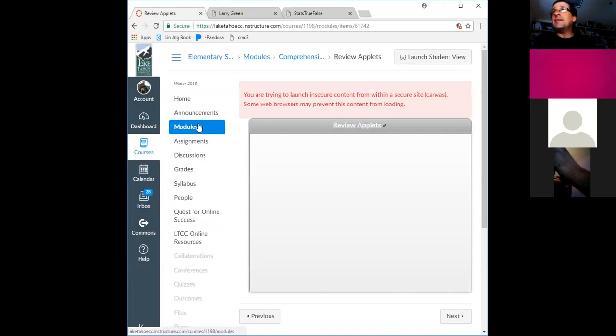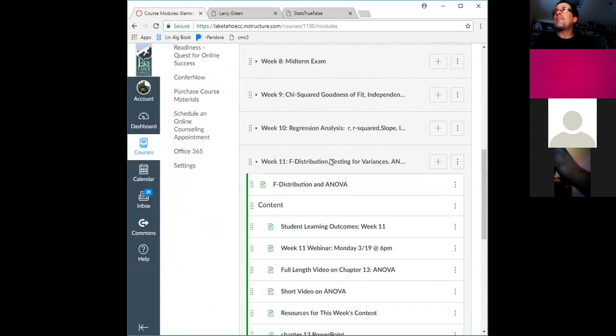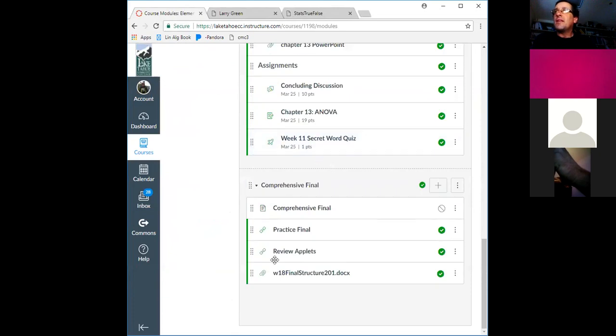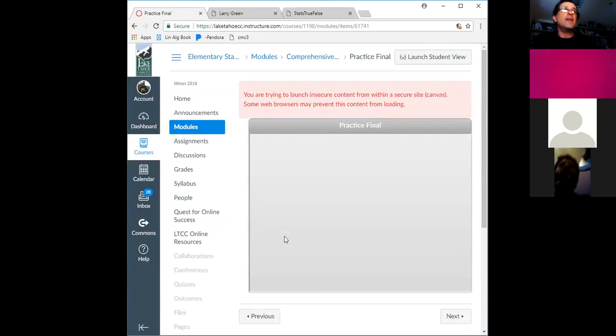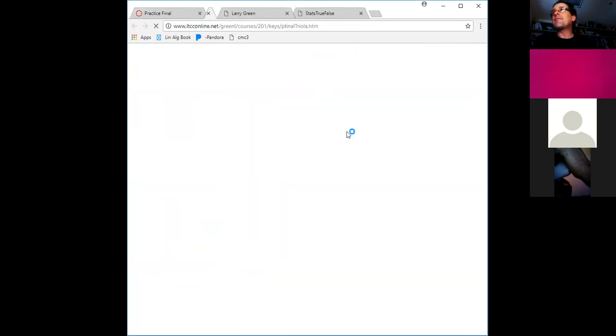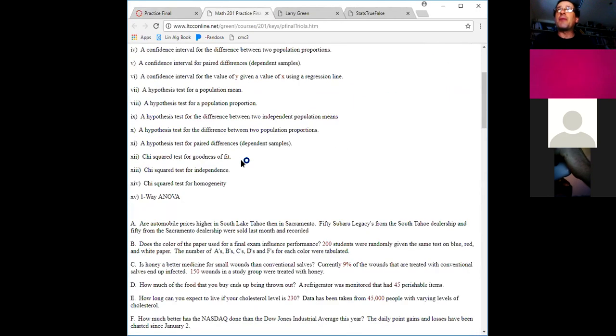And if I go back, there's also a practice funnel. Again, this is not a study guide, it's a practice funnel. It's just some problems to try. You click that, and it'll give you a practice funnel. There's a key too.